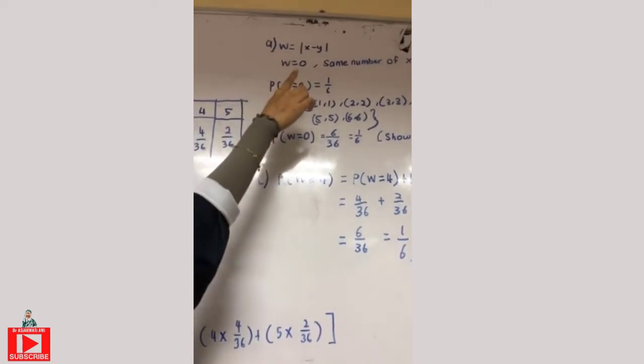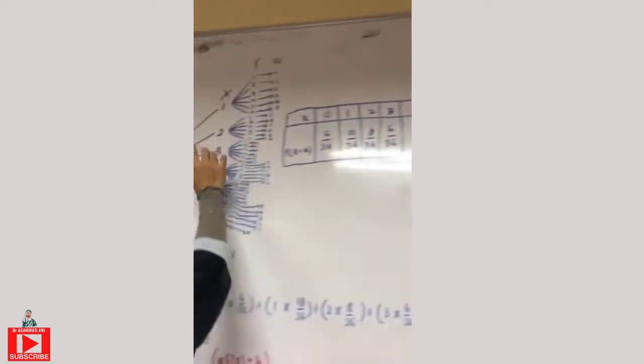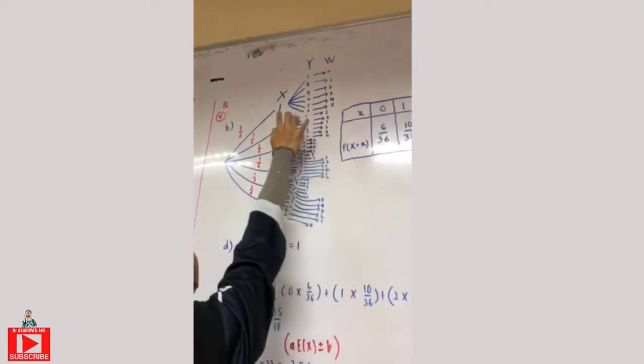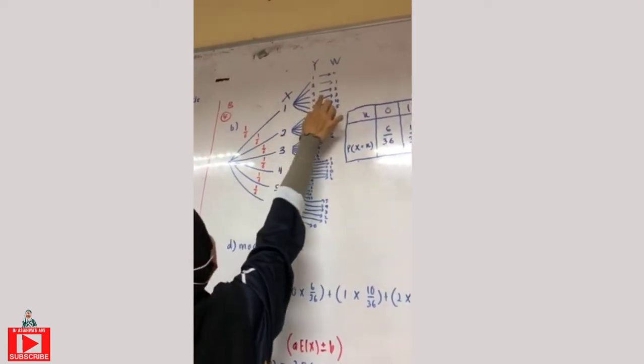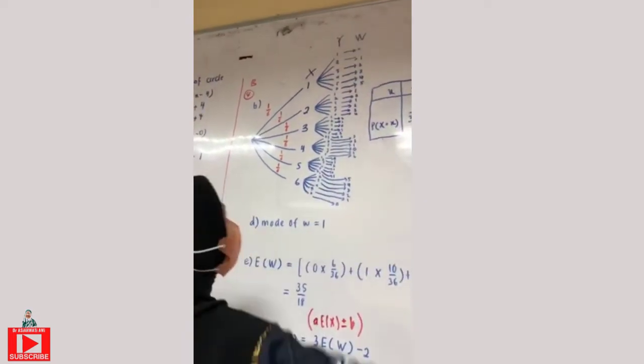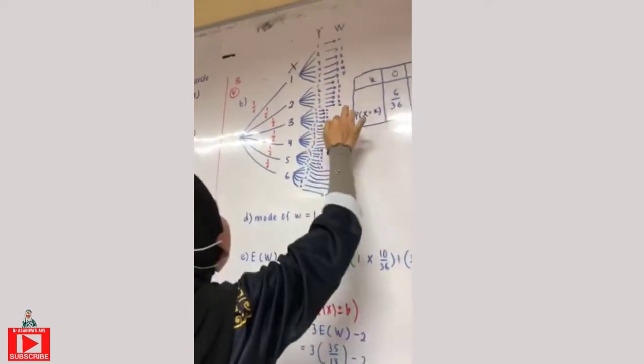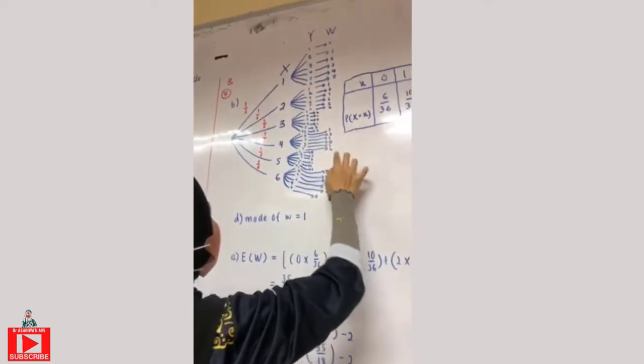W equal to X tolak Y. So nak tahu W, X ni tolak Y. So 1 tolak 1 kosong. 1 tolak 2 dia tak ada negatif. Probability tak ada negatif. So dari bahagian tu modulus tu. Modulus tu. So jadi 1. So teruskan. Susun semua ni, total dia 36.